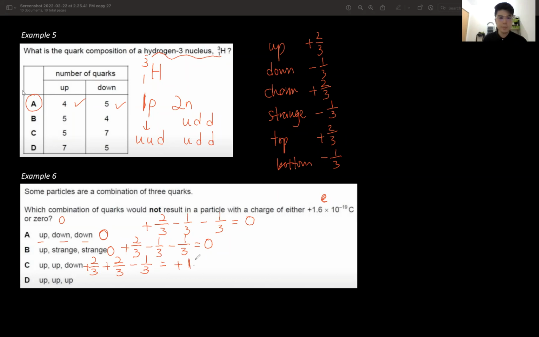Plus 1 E is 1.6 times 10 to the minus 19, so this is also not the answer. Left only 1, so this must be the answer. Let's find the charge here. This is 2/3 plus 2/3 plus 2/3. You get 6/3, which is 2. So this is plus 2E. It has a charge of plus 2. So D is the answer.